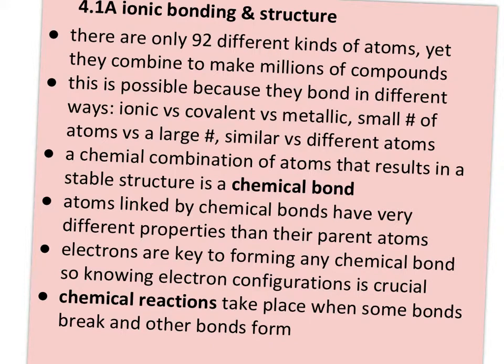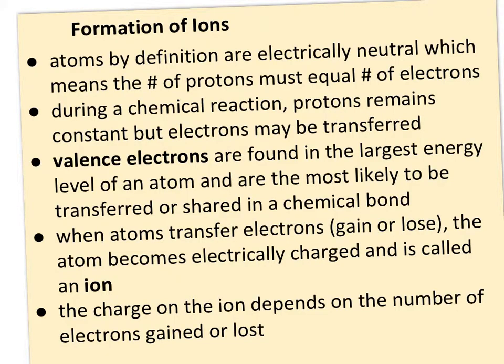Chemical reactions take place when some bonds break and other bonds form. And a key part of chemistry is looking at how quickly those bonds break and how much energy it takes to both break the bonds and make the new bonds. So we're going to concentrate on ions, or ionic bonds, and ions form by gaining or losing electrons.